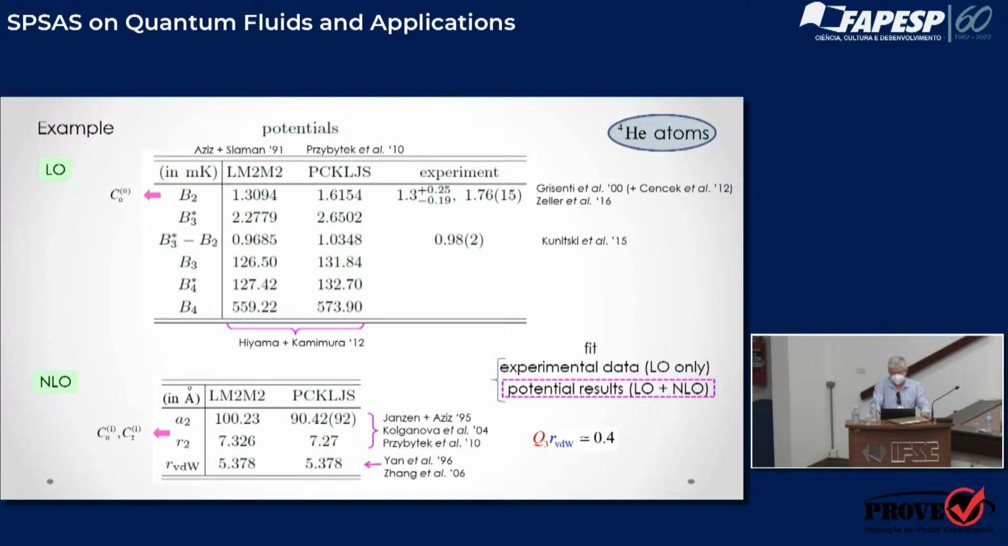This is a slide that I showed before for the two-body. Now I'm going to go to the three-body. So what I'm going to do is use the excited helium-4 trimer as the input. So I'm going to use the properties of this state as the input, and I'm going to predict the binding energy of the ground state and compare with the potential models to see how well it works.